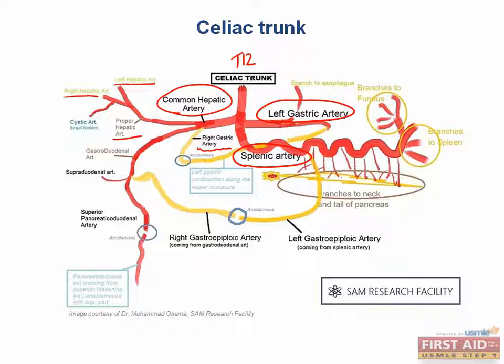The right hepatic artery gives off the cystic artery before supplying the right liver. Let's look at the gastroduodenal artery, which you can see here. The gastroduodenal artery supplies the stomach and the duodenum, as the name suggests, and it does this by branching into the superior pancreaticoduodenal artery and then the right gastroepiploic artery.